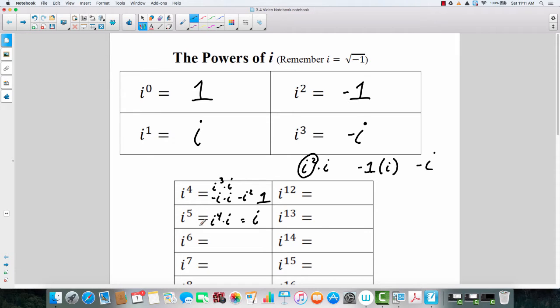i to the sixth. So, that's going to be i to the fifth times another i. i to the fifth is i. i times i is i squared, which is, again, we look back, i squared is -1. Really cool. Last but not least, i to the seventh. i to the seventh would be i to the sixth times another i. i to the sixth is -1. -1 times i is -i. All right, I'm done torturing you.